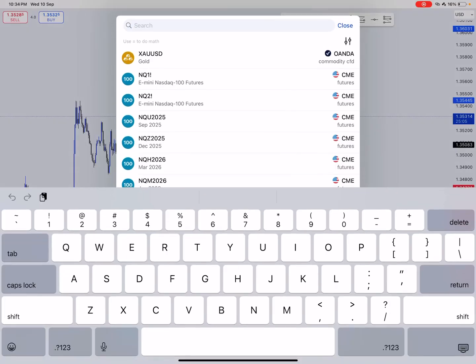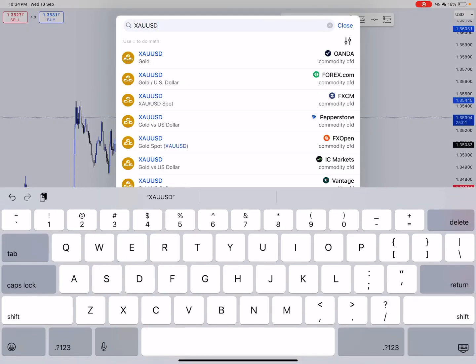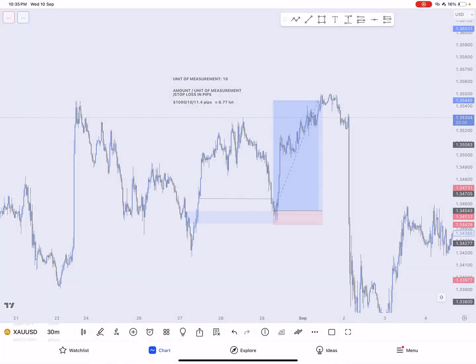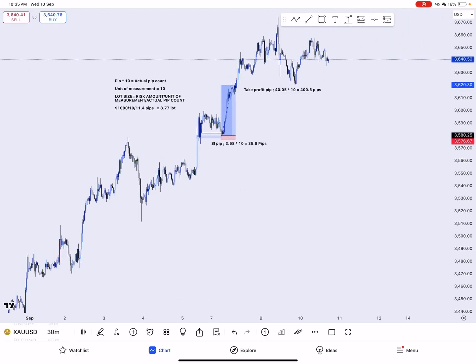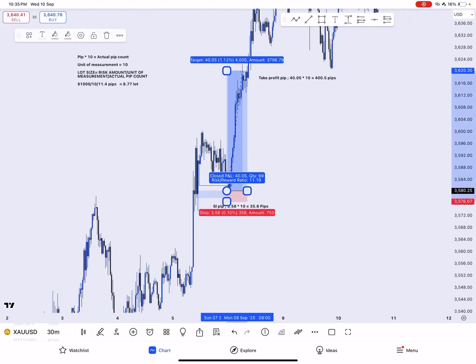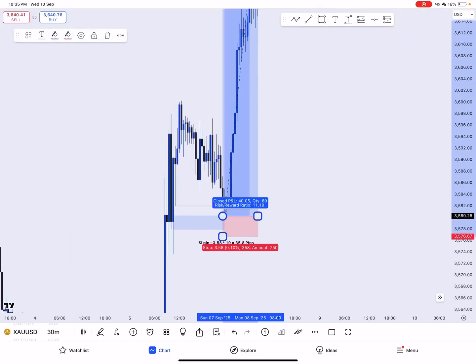Now we're going into gold and commodities, same thing as every other distinct commodity: gold, US oil, silver, and the rest. How do you calculate the lot size? Simple. You already know that with commodities, they don't keep their pip measurement like other pairs. For example, this stop loss here is 3.58. This is not how many pips the stop loss is.